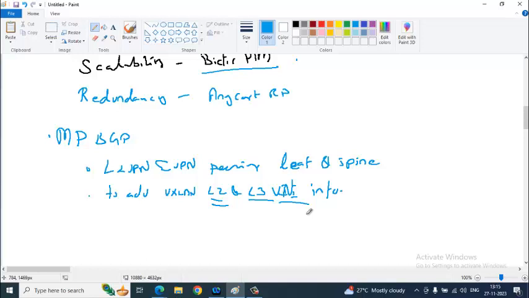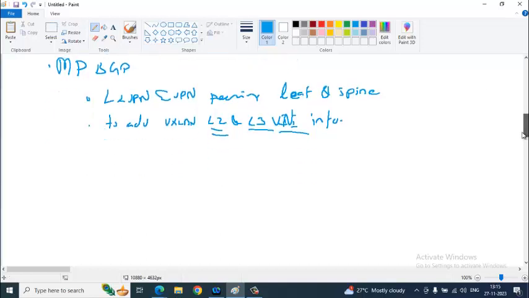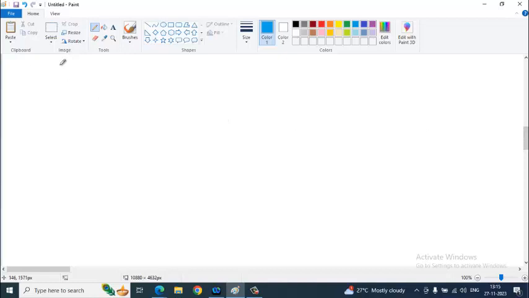MPBGP is one of the important components. Next, equal cost multipathing and MTU. Let's discuss ECMP and MTU.